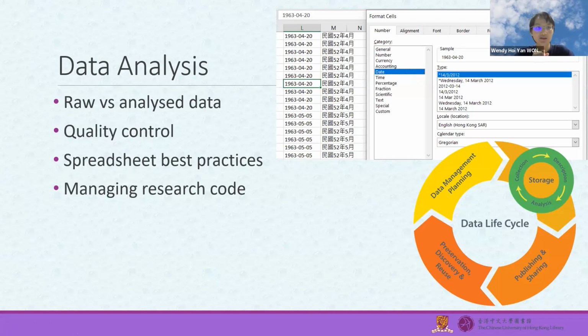For example, is it January the 9th or September the 1st? So this is the thing you have to think carefully about. So this is the spreadsheet best practice, and managing research code. The code that you use to analyze your data is also very important to analyze your research for data sharing.